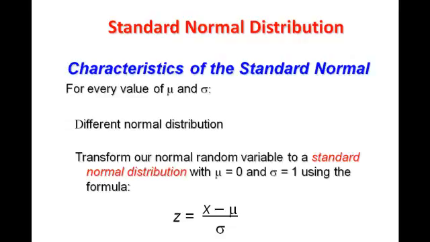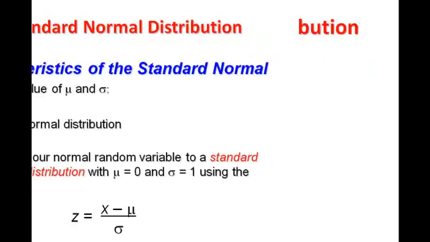So z is equal to x minus mu over sigma. You've done it before, and you're going to be doing it quite a bit during this particular chapter. And again, the whole purpose of calculating a z-value is to standardize whatever data values we're working with so that we can calculate the probabilities or the areas under the curves.